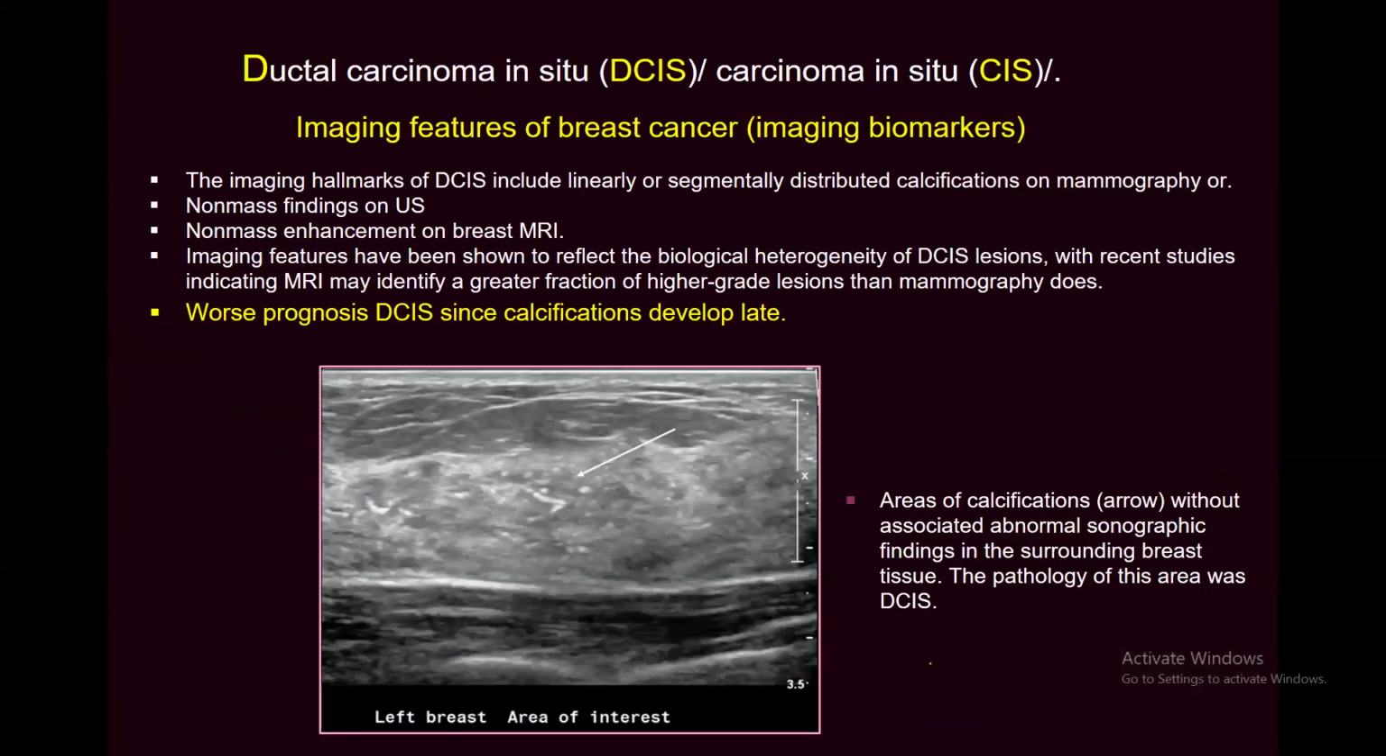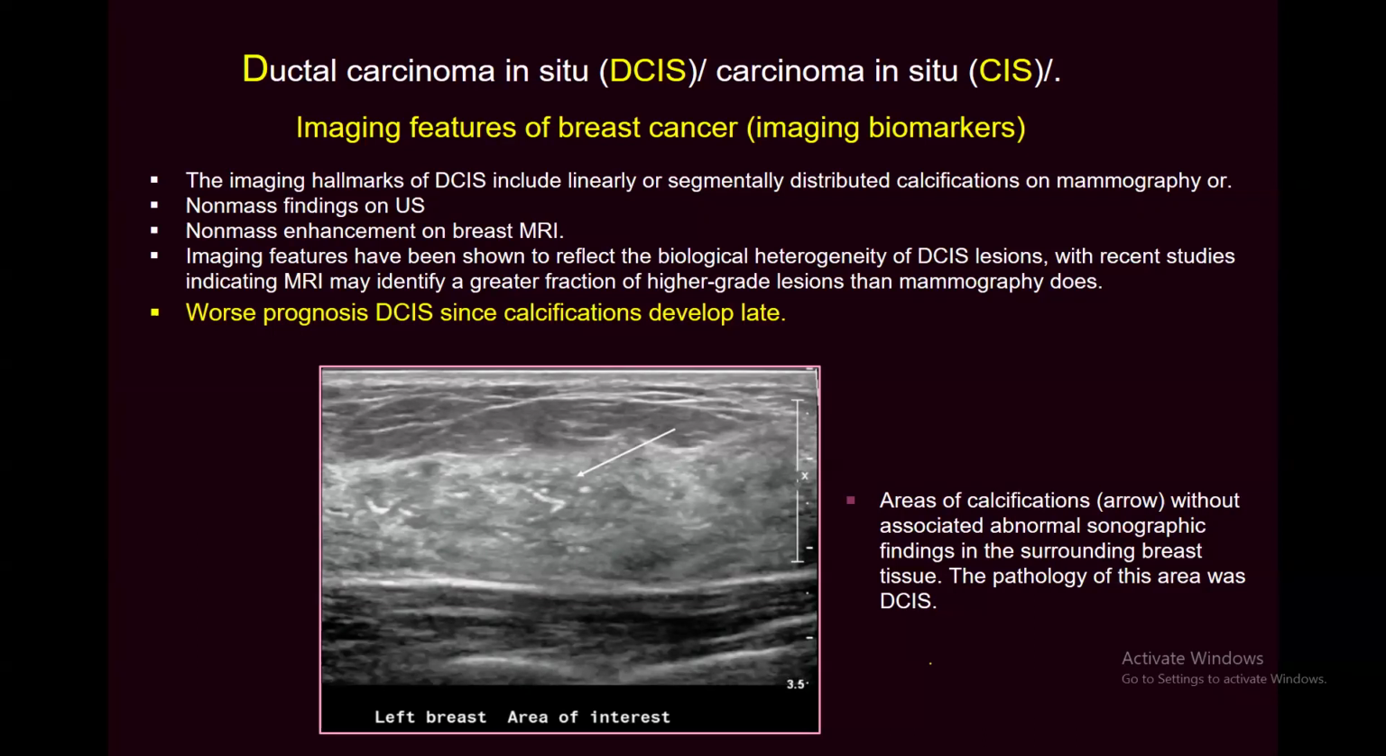Okay? Here there is an ultrasound example of branching casting calcifications. This is high-grade DCIS, even though there is no underlying parenchymal lesion, only presenting with a calcification. But it is high grade because we could appreciate the calcification very obviously on this ultrasound.